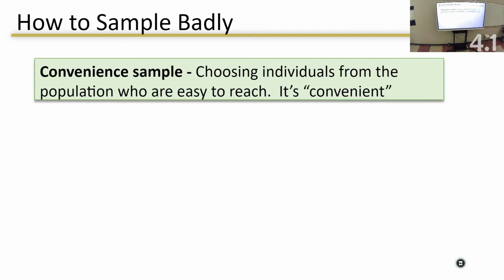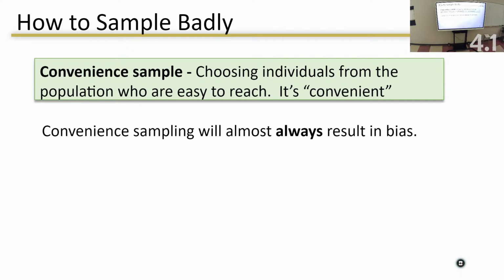Choosing individuals from the population who are easy to reach out to. It's convenient to ask them. There it is. Convenient sampling will almost always result in bias. Is it wrong data? No, it's not wrong data. It's true data. It's just bad data. It's biased. Why? Because it differs from the truth. How? Well, I don't know what we did.